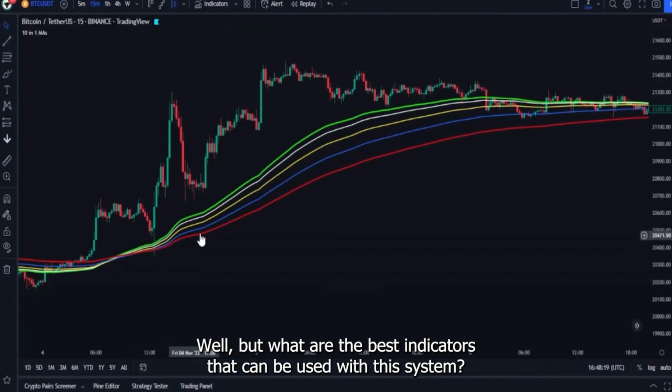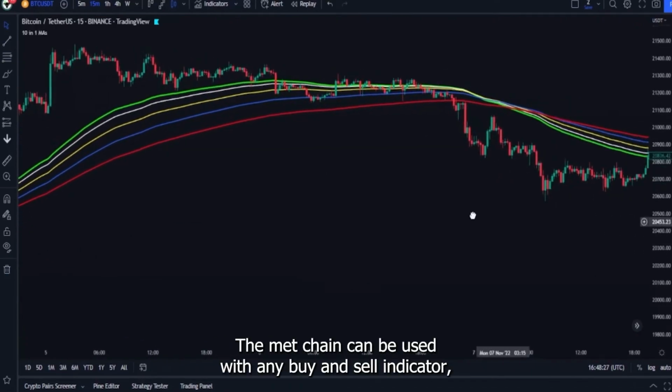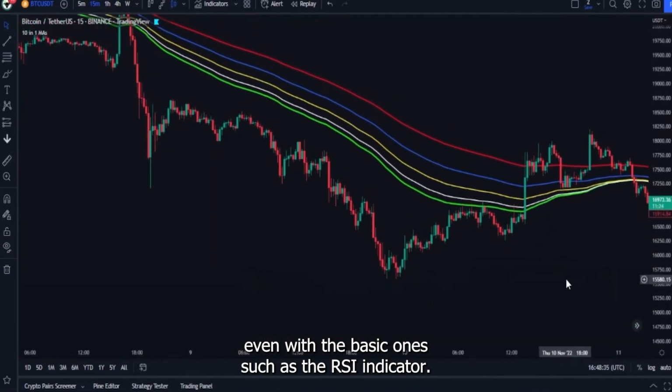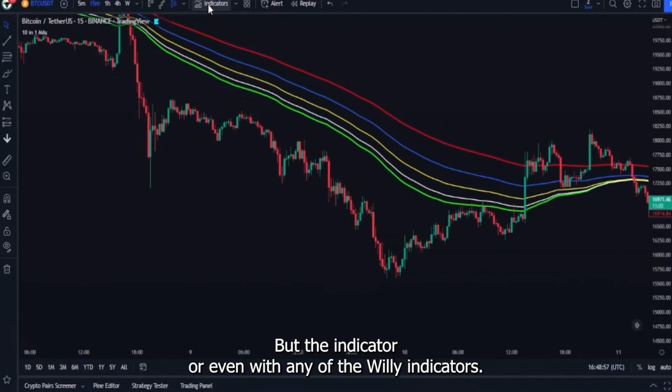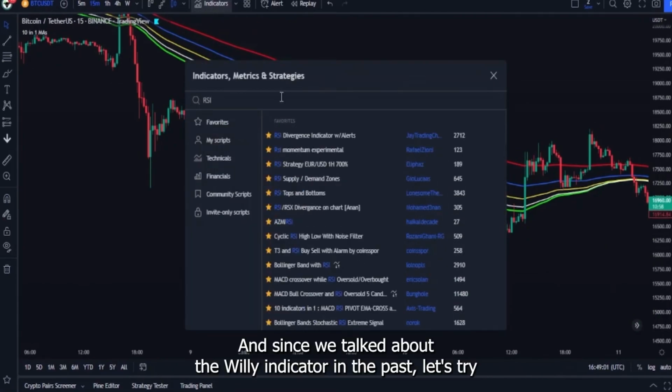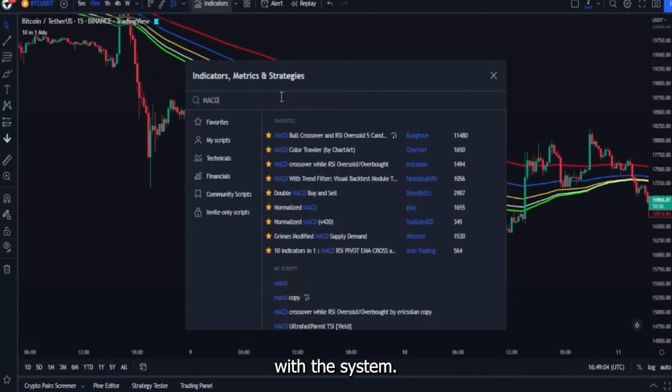Well, but what are the best indicators that can be used with this system? The MACD chain can be used with any buy and sell indicator, even with the basic ones, such as the RSI indicator, MACD indicator, or even with any of the Willy indicators. And since we talked about the Willy mid indicator in the past, let's try it with the system.